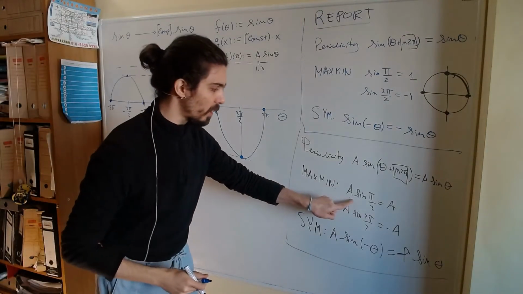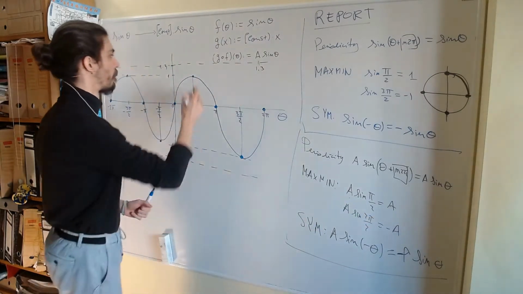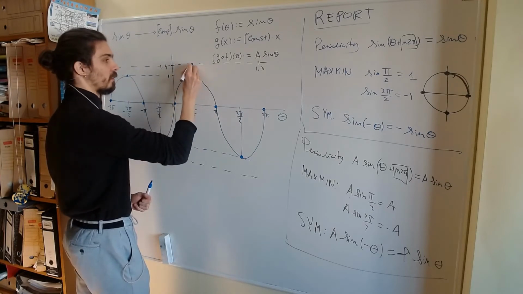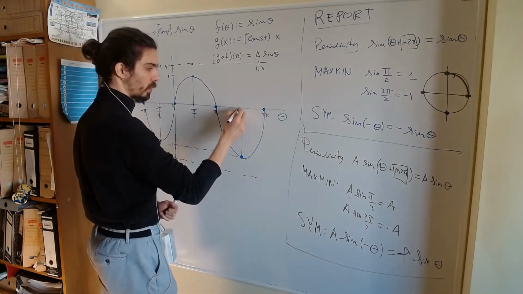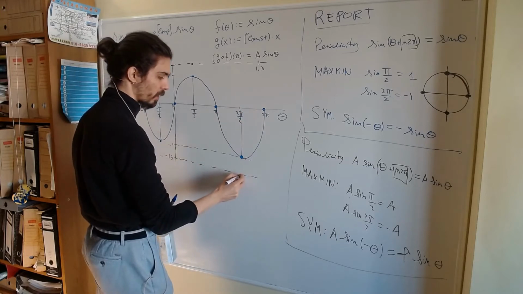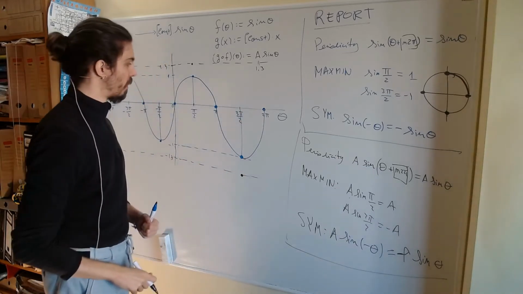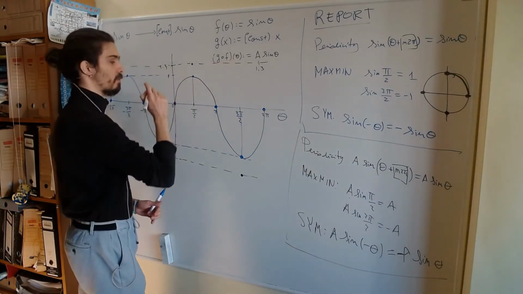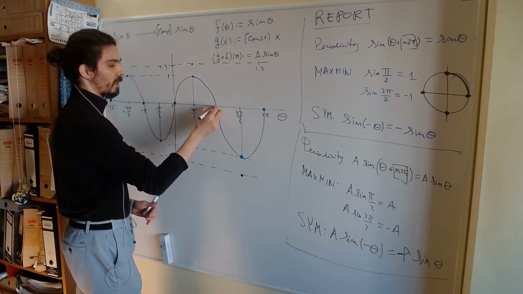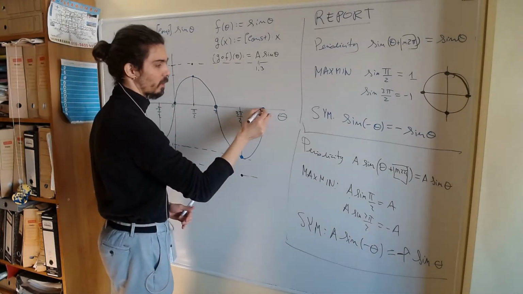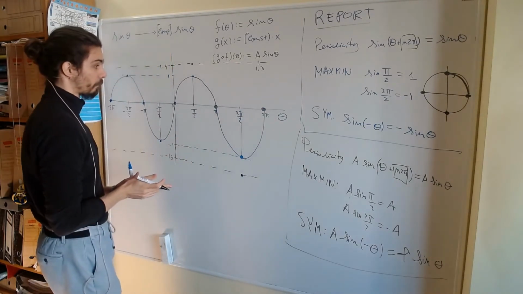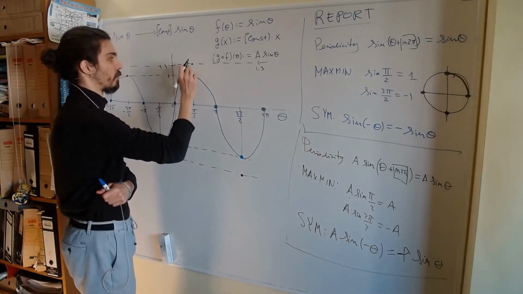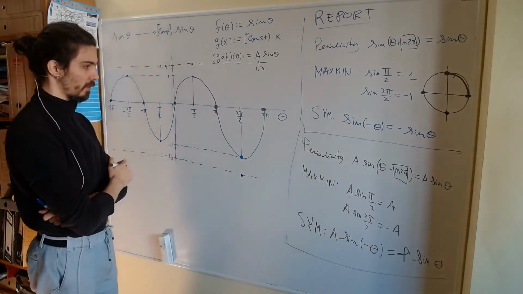So the maximum now is 1.3. So this is definitely one of the points. At pi over 2, we associate this height. To 3 pi over 2, we associate this height that goes down to here, minus 1.3. The zeros are the same. So a sine of 0 is 0, a sine of pi is 0, and a sine of 2 pi is 0 again. And now, what's missing? Let's fill in the intermediate points, from this point to this, from this to this, and so on.